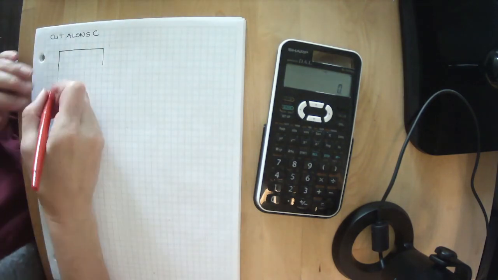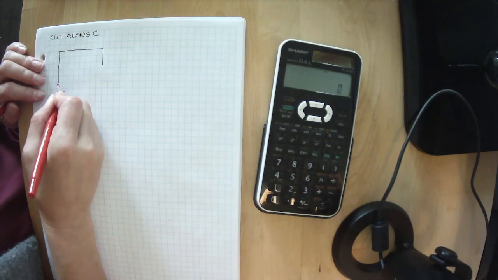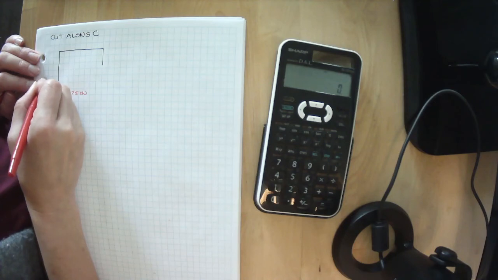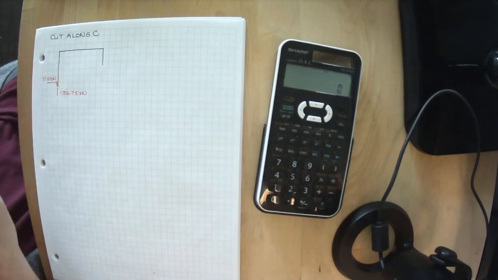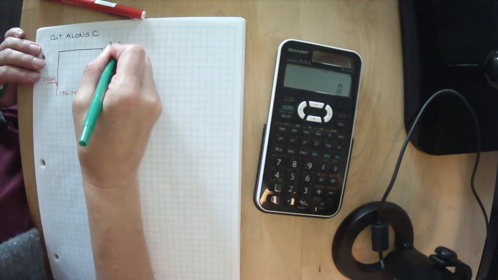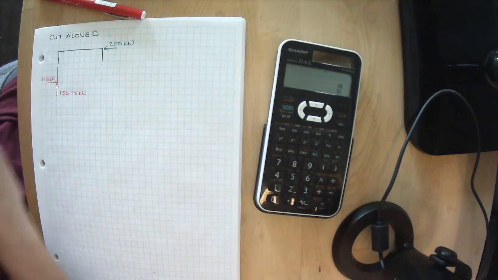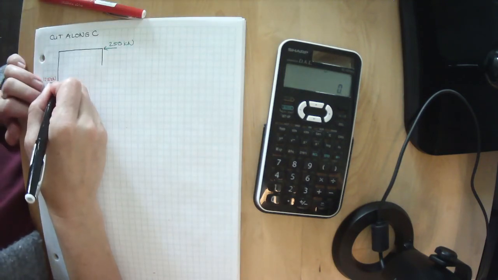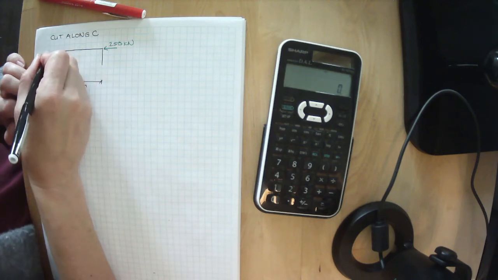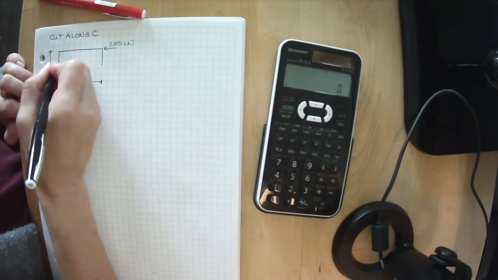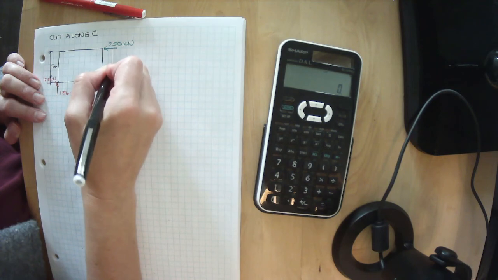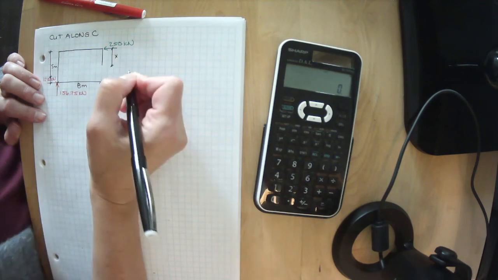Okay, we're cutting along C. We have 156.25 kilonewtons here, 125 kilonewtons here. We now have 255 kilonewtons of applied load there. This distance is 8 meters. This distance is 5 meters. And this distance is x.